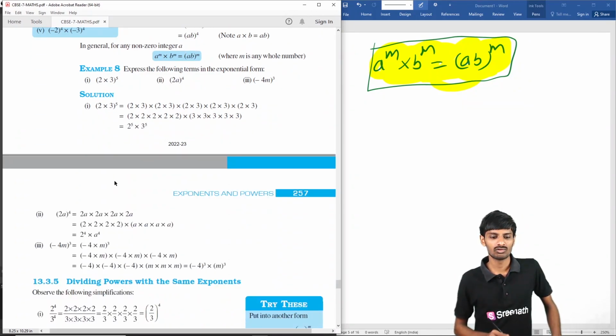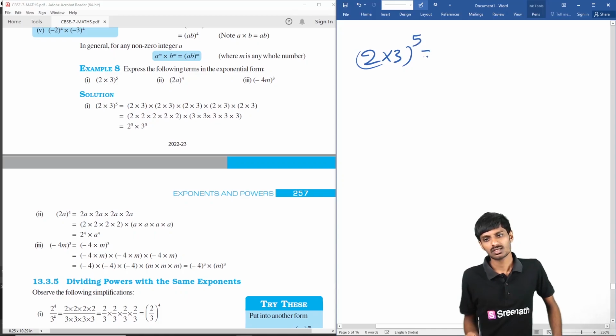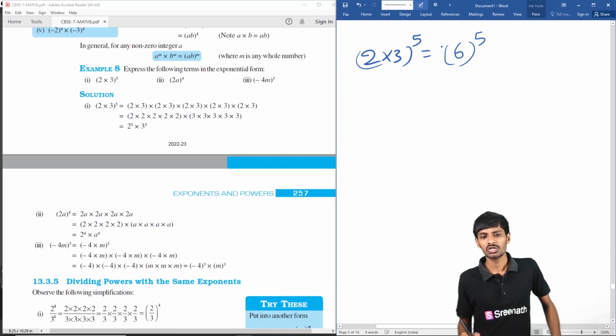Like that, friends, we will do some problems. Express the following terms in exponential form. 2 into 3 whole to the power of 5. In exponential form, how much is it? 6 to the power of 5. You can write it simply like this.